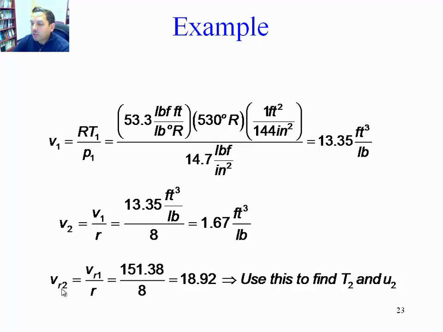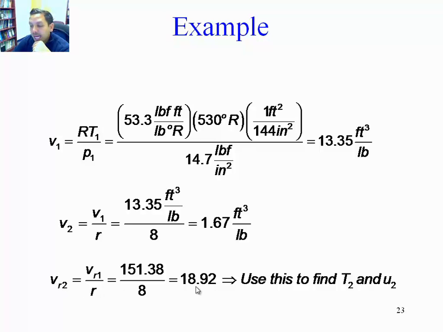Now VR2 is also related to VR1 because the process from 1 to 2 is isentropic. Only because the process from 1 to 2 is isentropic. VR1 being found on the table at 530 Rankine, 151.38. We divide that by 8. So the VR2, the relative volume at point 2, is 18.92.